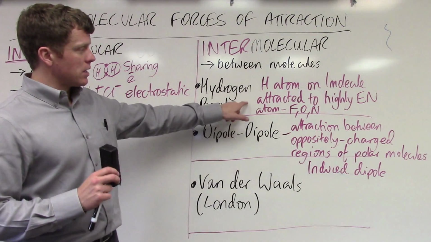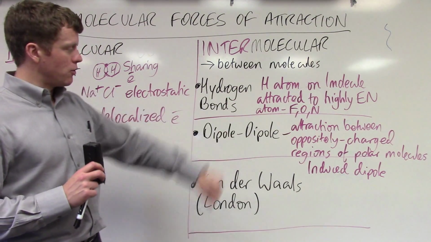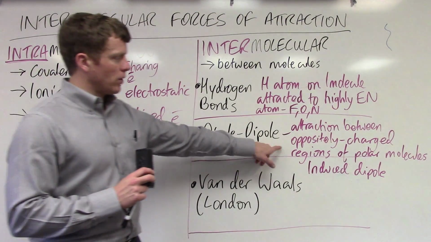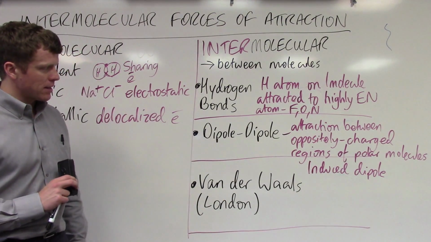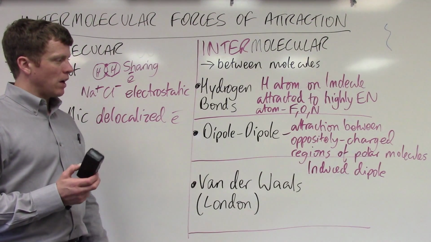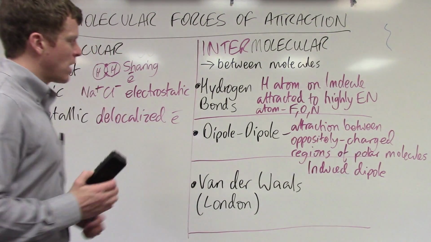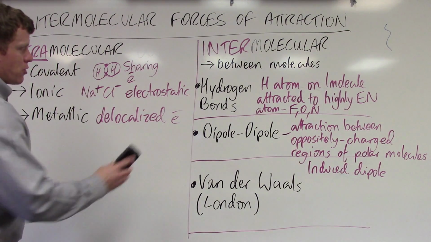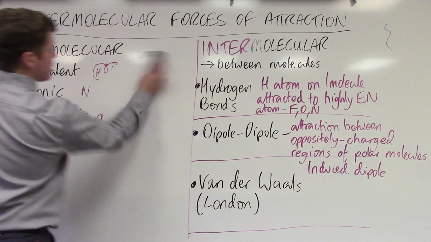So again, it's very similar to this one, but this one's more specific to hydrogen. And this one can involve lots of other different atoms. And then van der Waals is called an induced dipole, which I'll talk about. It's better to use a diagram for that one. Alright, so let's look at hydrogen bonding. I'm going to erase this.